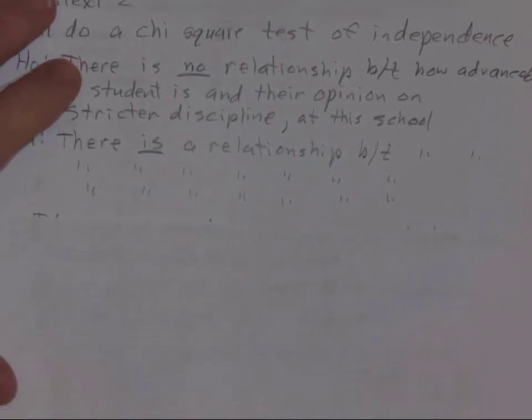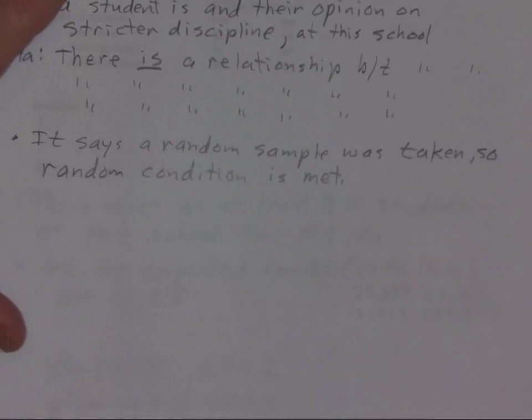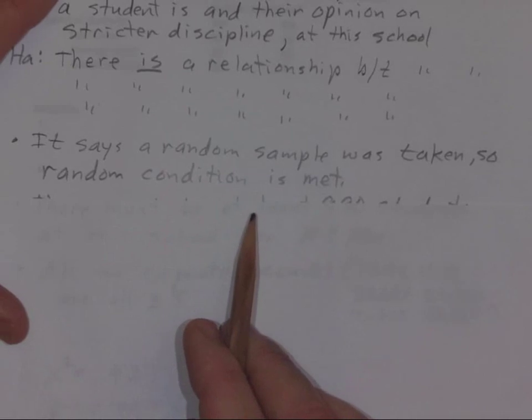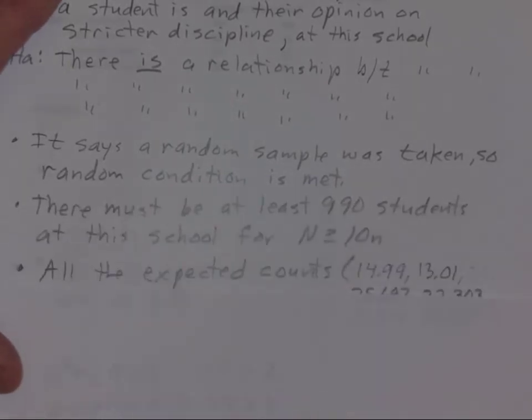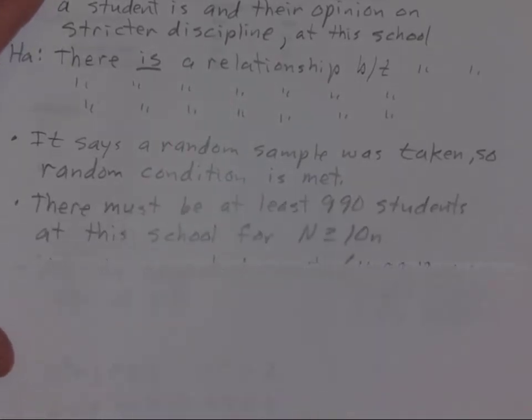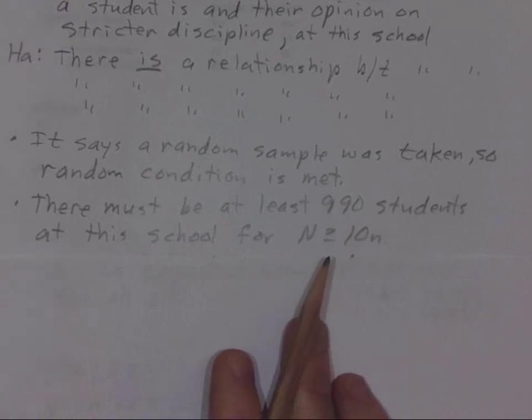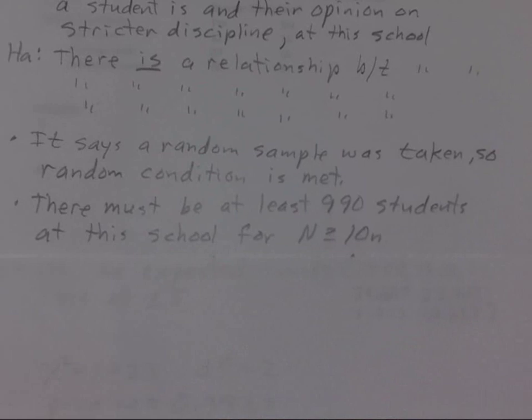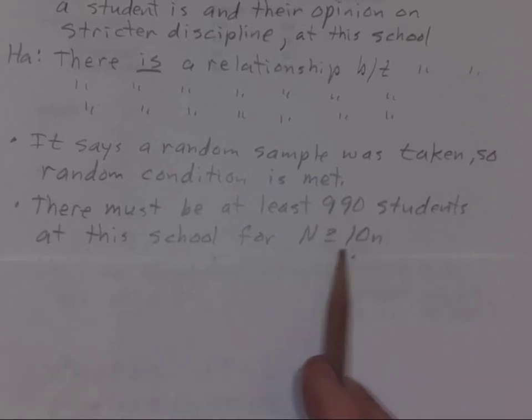Now we have our assumptions, otherwise known as our conditions. Once again, we have to have randomness. It says a random sample was taken, so random conditions met. We are using sampling without replacement here, so our population size has to be at least 10 times our sample size. You would not check this if they weren't using sampling without replacement, in other words, if it was an experiment where they did not use random sampling. But in this case, our population size has to be at least 10 times our sample size, so we would say that.